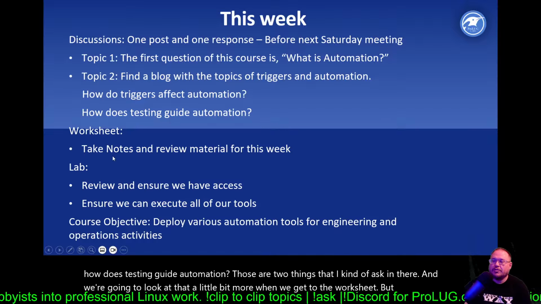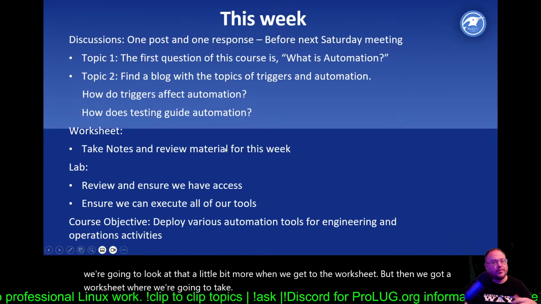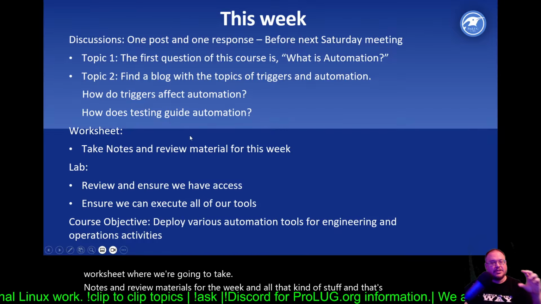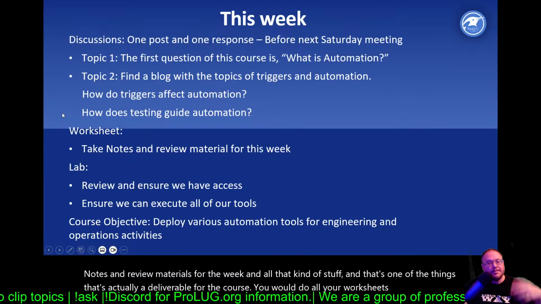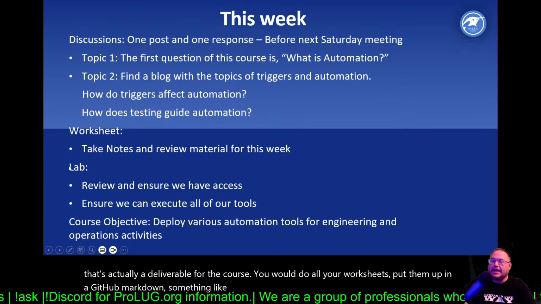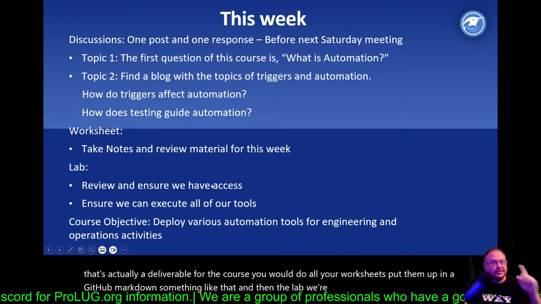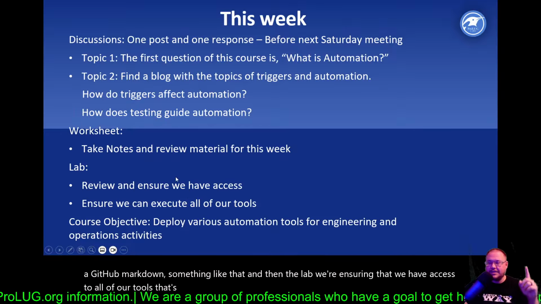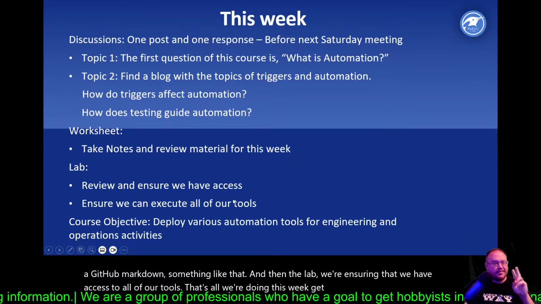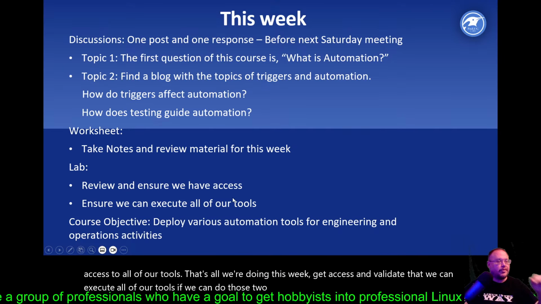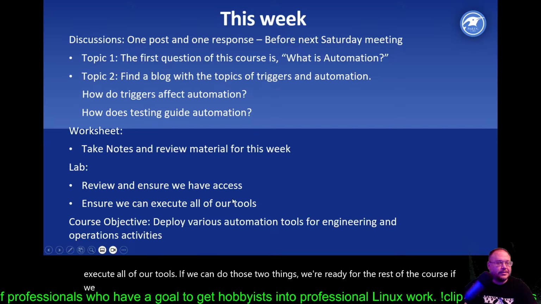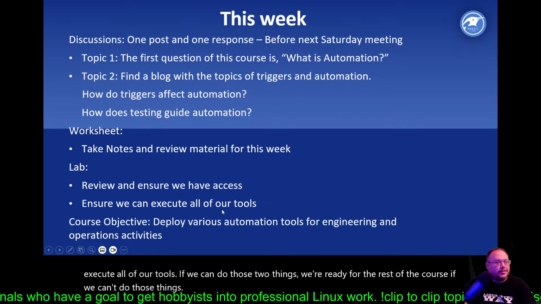But then we've got a worksheet where we're going to take notes and review materials for the week, and that's actually one of the deliverables for the course. You would do all your worksheets, put them up in a GitHub, Markdown, something like that. And then the lab, we're ensuring that we have access to all of our tools. That's all we're doing this week, get access, and validate that we can execute all of our tools. If we can do those 2 things, we're ready for the rest of the course. If we can't do those things, we've got to go into some other field of work or something.